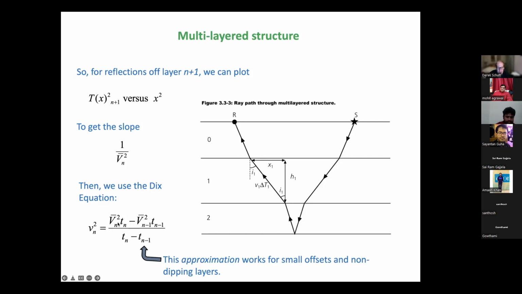So v sub n bar squared is something you would measure. v sub n minus 1 bar squared is something you could measure. tn and tn minus 1 are also things you can measure. So you can measure all these to get v sub n.